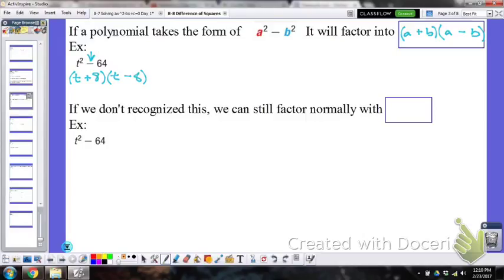Or if you don't remember that pattern, it's still okay to factor the other way, just looking at the factors of negative 64 that add up to 0. Well, those are 8 and negative 8, giving us 0. So it's going to be t plus 8 and, again, t minus 8. So either way works. If we don't recognize this, we can still factor it normally.